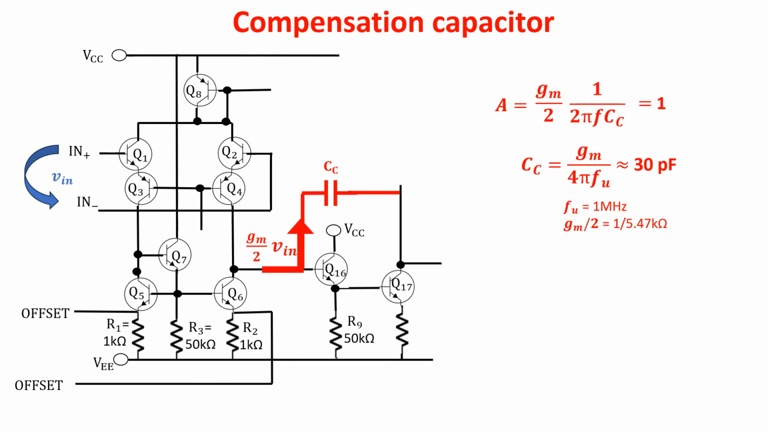But if the transconductance of the first stage had been gm and not gm/2, the capacitance would have been 60 picofarads instead of 30 picofarads. This is important because this circuit for the first time includes an integrated compensation capacitor.